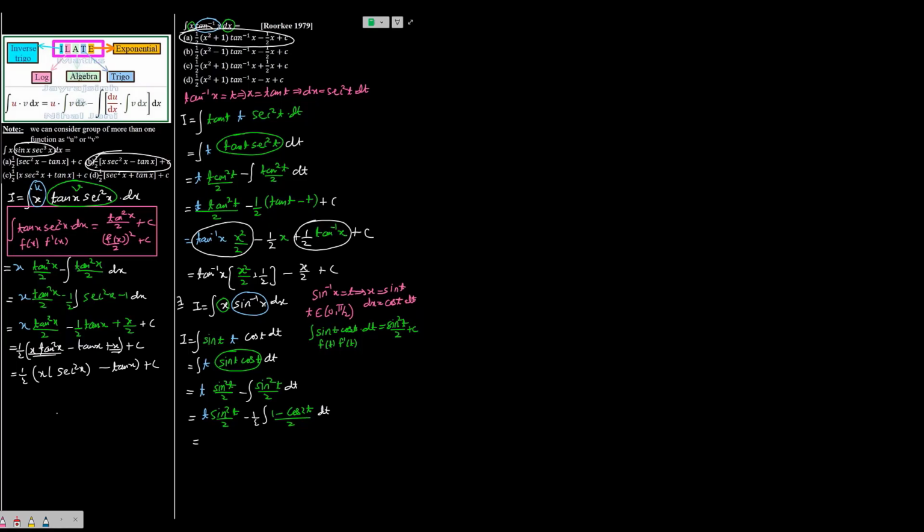Okay, so again first term will be as it is. This 1 by 2 will become 1 by 4. Integration of 1 is t, minus integration of cos 2t, sin 2t by 2, plus c. Now we have to convert into x.